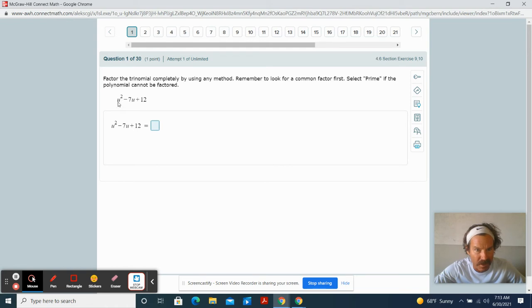Basically, there's going to be a squared term. There's not going to be a number in front of that squared term. It's going to be like x squared, u squared, z squared, y squared. And then it'll have some variable in the middle. And then they'll end up with a constant. Okay, and I think I told you a couple days ago that factoring is the opposite of the distributive property.